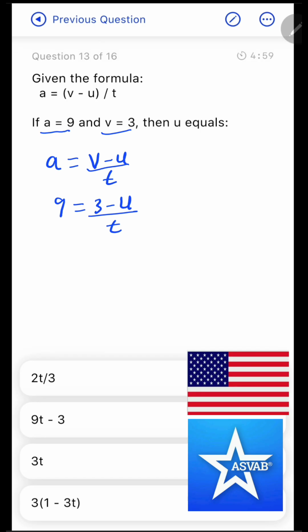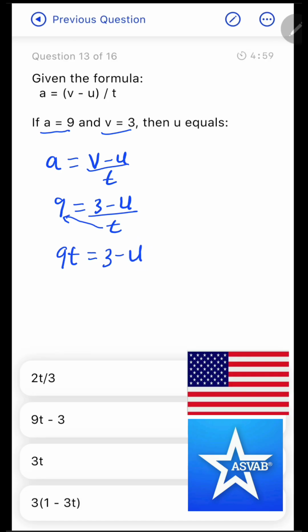Now we're going to solve for the value of U. So what we're going to do is to cross multiply. T multiplied by 9, this T is going to multiply 9 to clear the fraction, is going to give us 9T, which is equal to, so there's nothing here, so we just copy this 3 minus U. So we're going to be left with only 3 minus U on the right hand side.